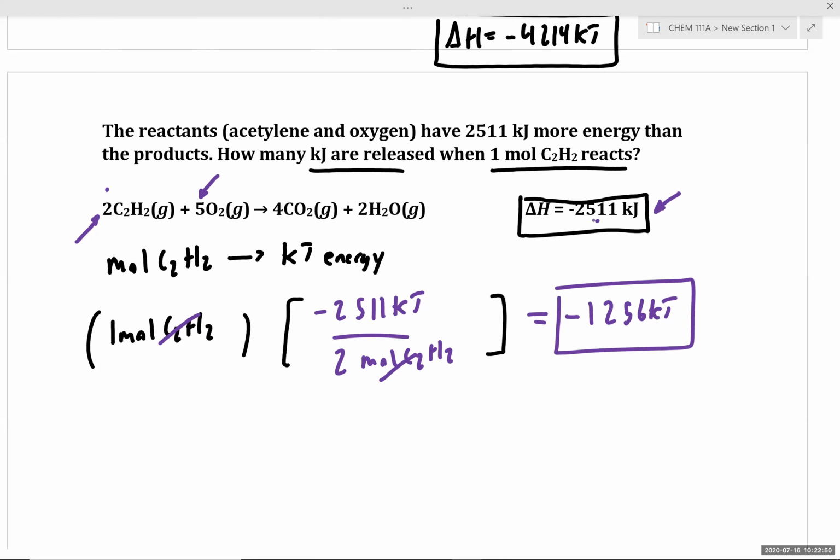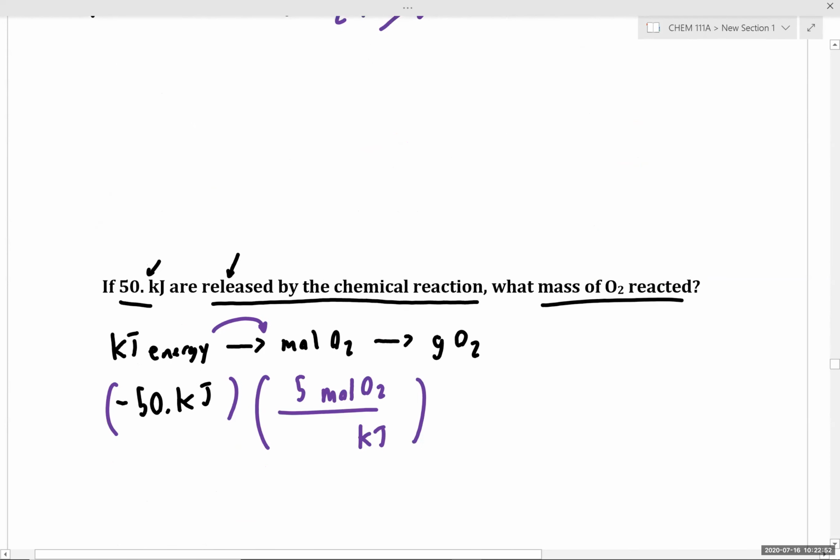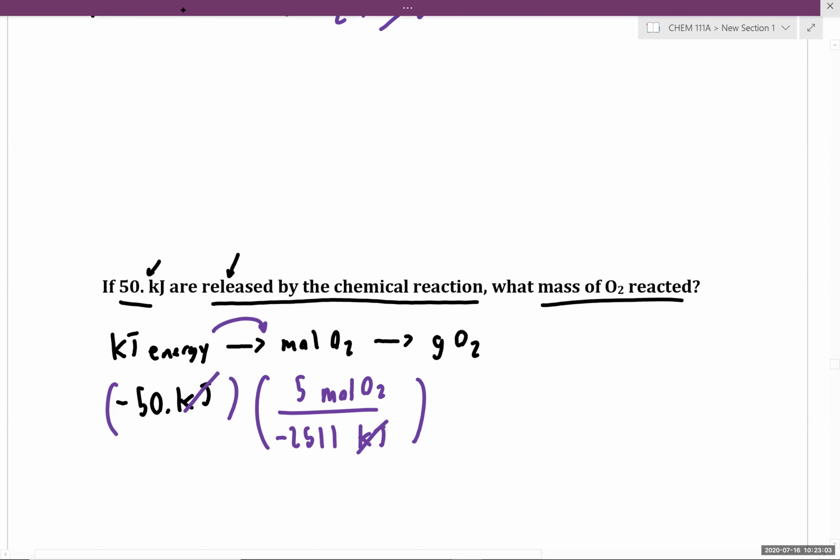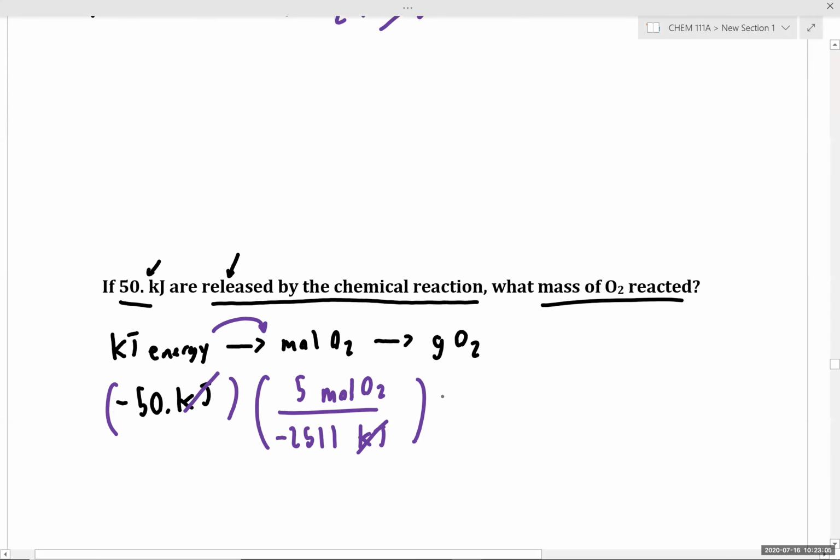Negative 2,511. Yep, exactly right. So we plug that in. Okay, kilojoules of energy cancels, and that gives us the moles of oxygen. And just to complete this in a one-line format, we know that we have 32 grams for every 1 mole of oxygen. Remember, when I say the word oxygen, when we're talking about chemical reactions, we're referring to the molecular species.